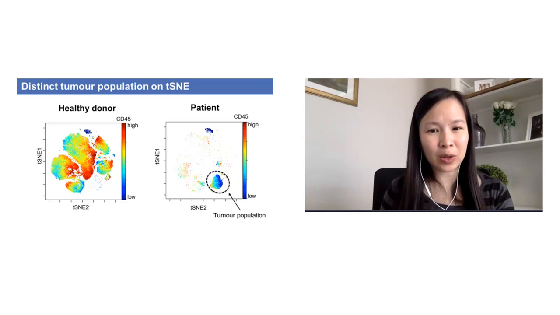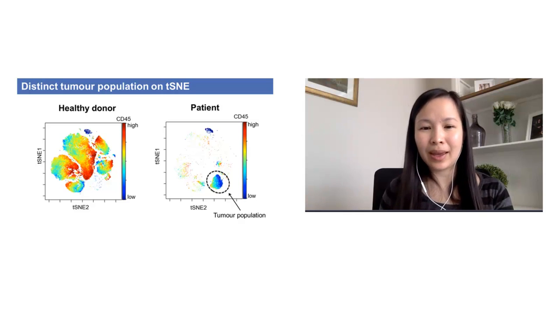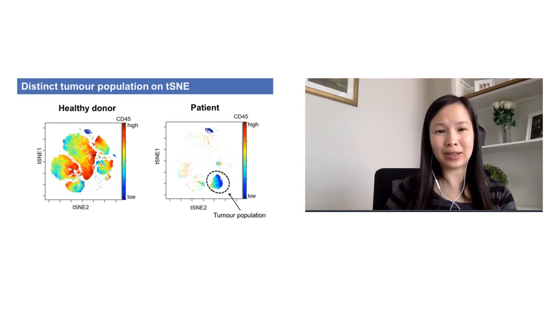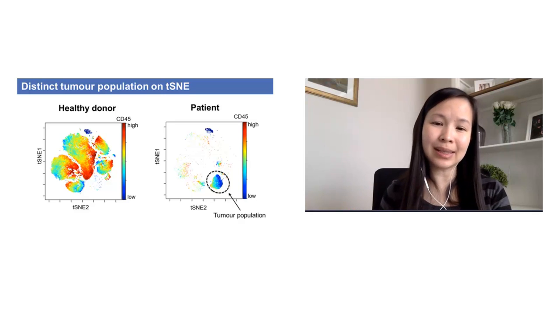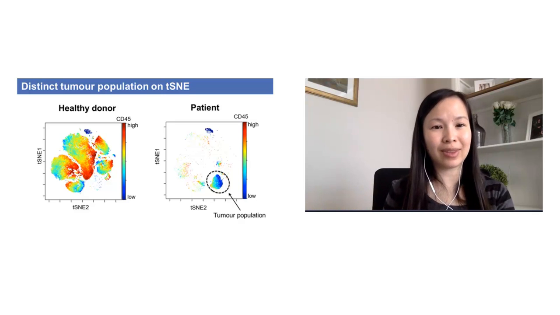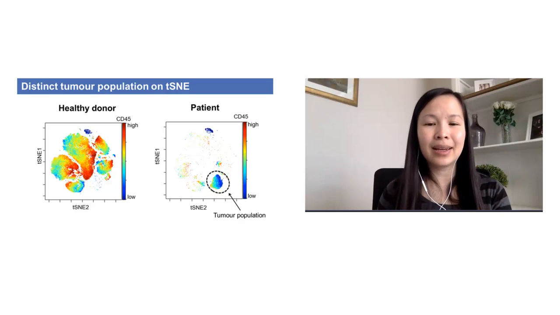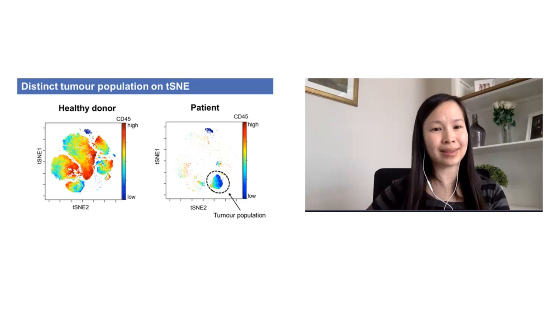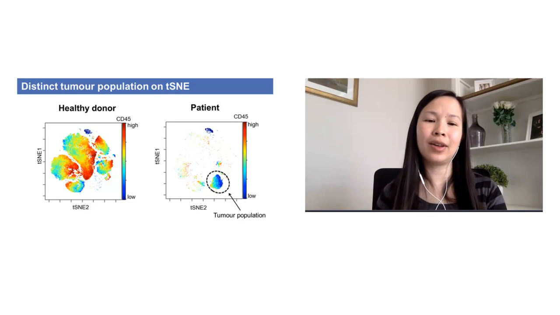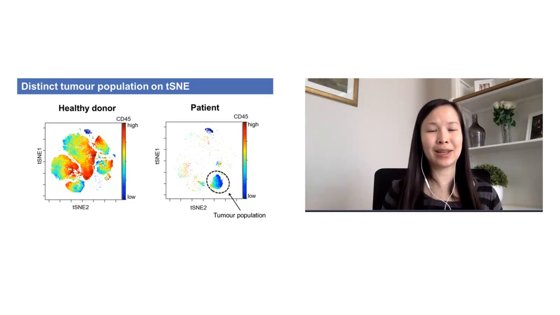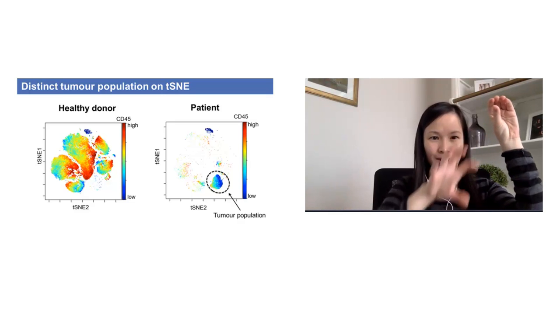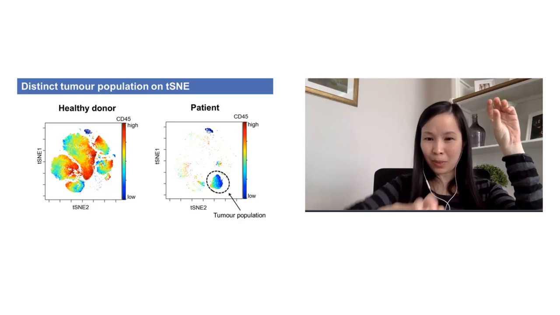This was a healthy donor and a patient sample, and it organizes the cells according to the expression of all the surface markers. And here we're showing CD45. That's a marker in all hematopoietic or blood cells. And you notice that the healthy donor has a certain configuration of the cells, and the patient sample only has two distinct islands, one on the top of the plot and one on the far right-hand bottom corner of the plot.